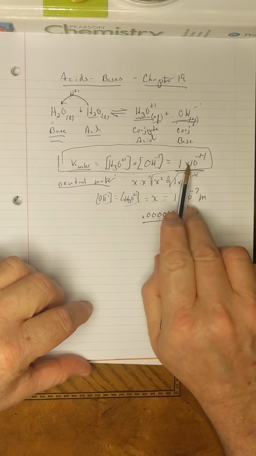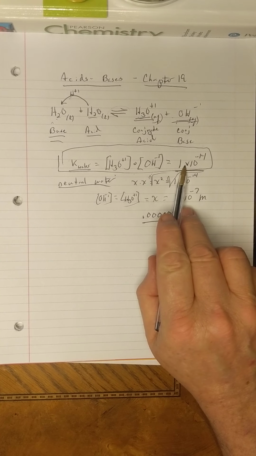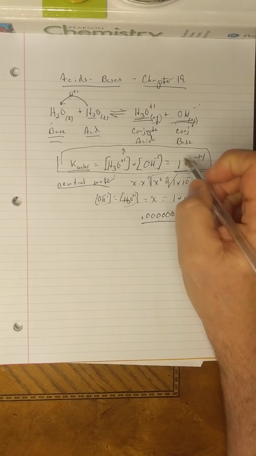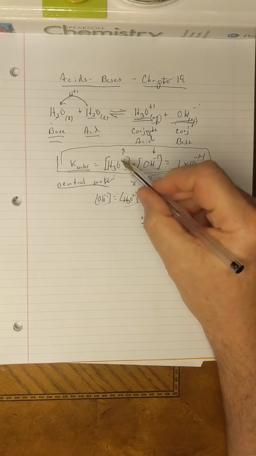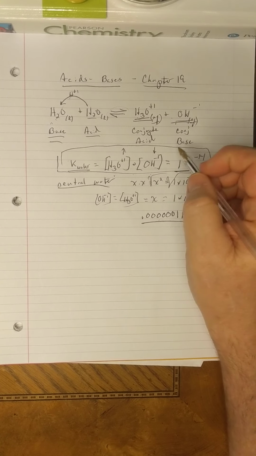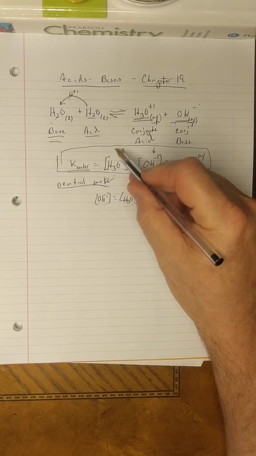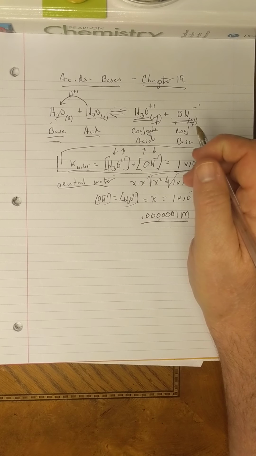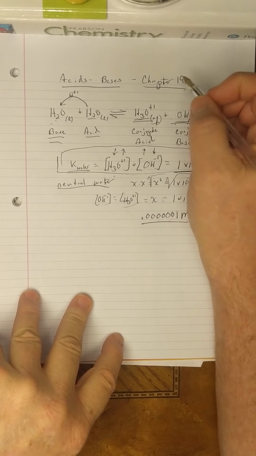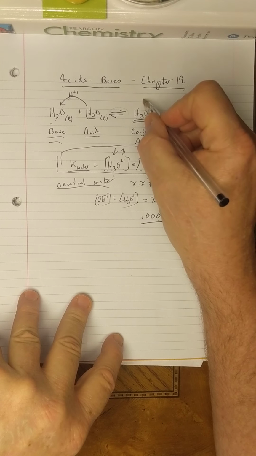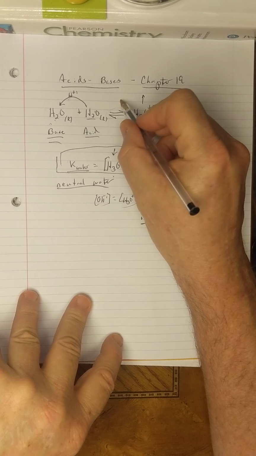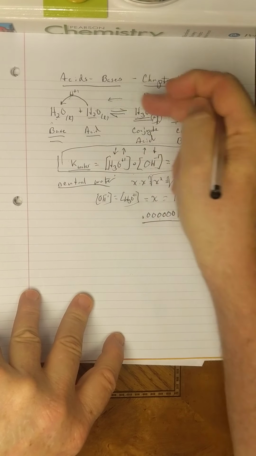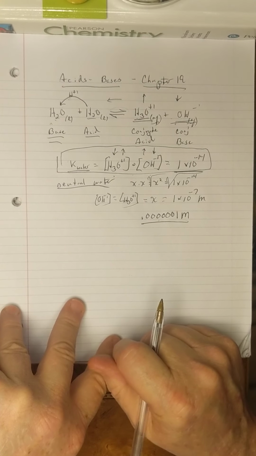But for the K expression, this is a constant number. So if I added extra acid to keep this constant, the base would have to go down. So the acid and base are inversely proportional. And if I was to increase the base, then the H3O would decrease. In the equation, that's called Le Chatelier's principle. If I increase the H, the reaction shifts to the left, and it causes the OH to decrease.